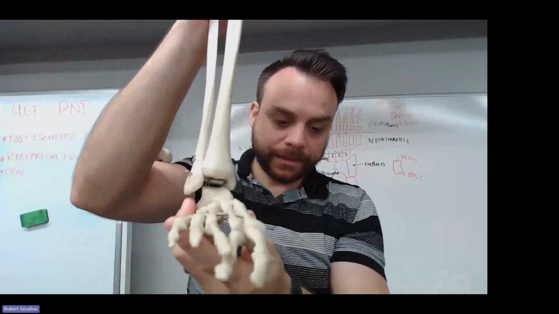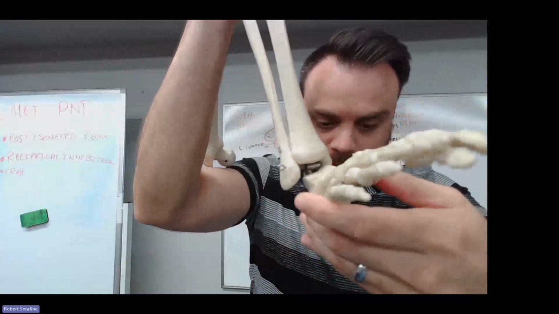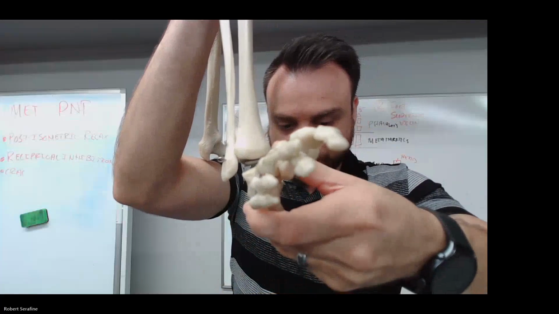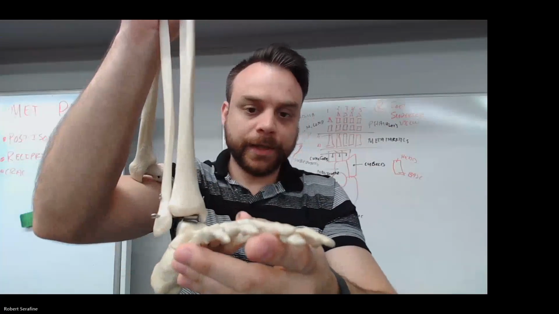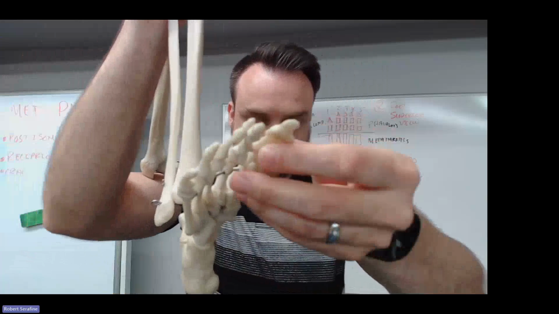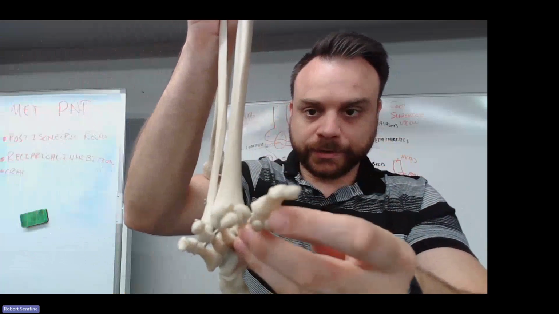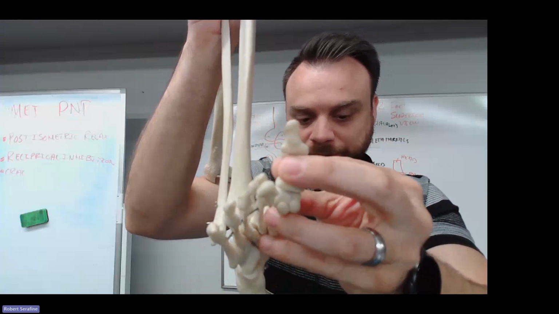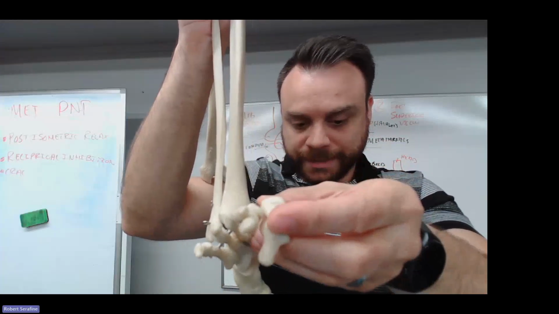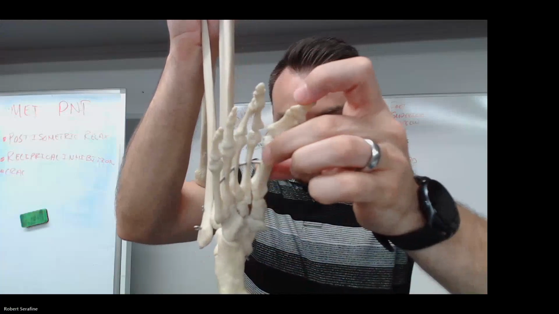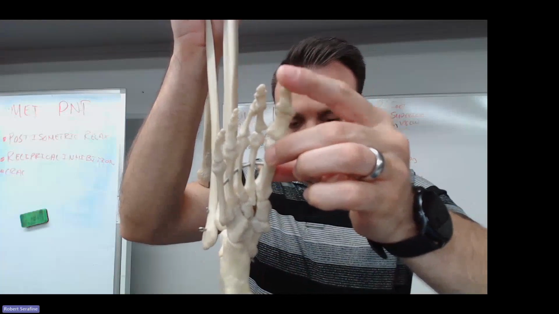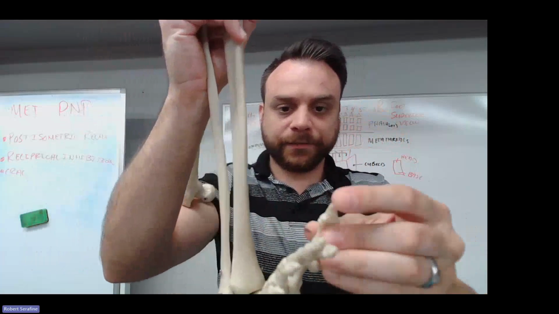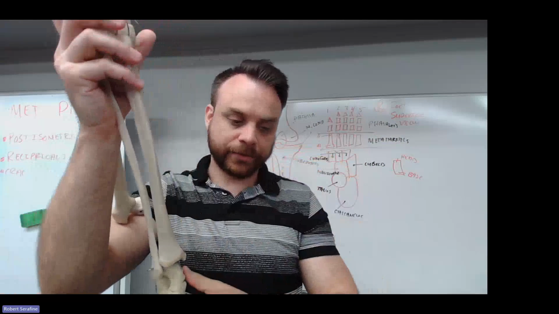Then we have the talocalcaneonavicular joint, able to invert, evert, supinate, pronate. And then we have the metatarsophalangeal joint, able to do this whole springy movement. So we have flexion, extension, abduction, adduction, and then the circumduction, which is the circular movement. And then just flexion and extension at all the interphalangeal joints.